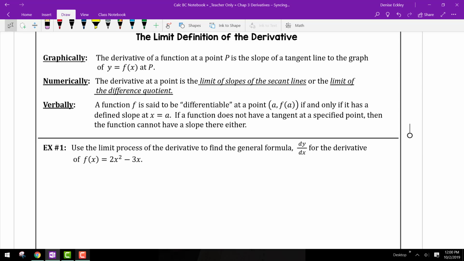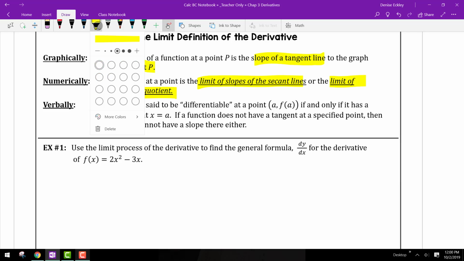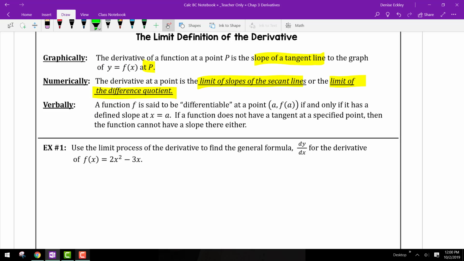Graphically, what you're looking for is the slope of the tangent line at a specific point P. Numerically, the derivative is the limit of the slopes of the secant lines, or the limit of the difference quotient. And verbally, what you're saying is that f is differentiable at a point.